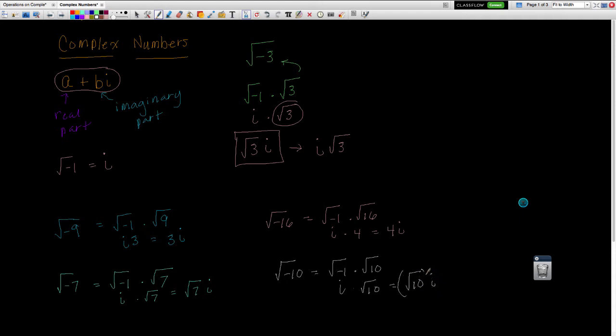You may see them like this too, in parentheses, just so you know that this is separated. You'll see it a whole bunch of different ways. It's just important that you understand what this is actually saying. The real part is the square root of 7. The imaginary part is i. The real part is 3. The imaginary part is i.